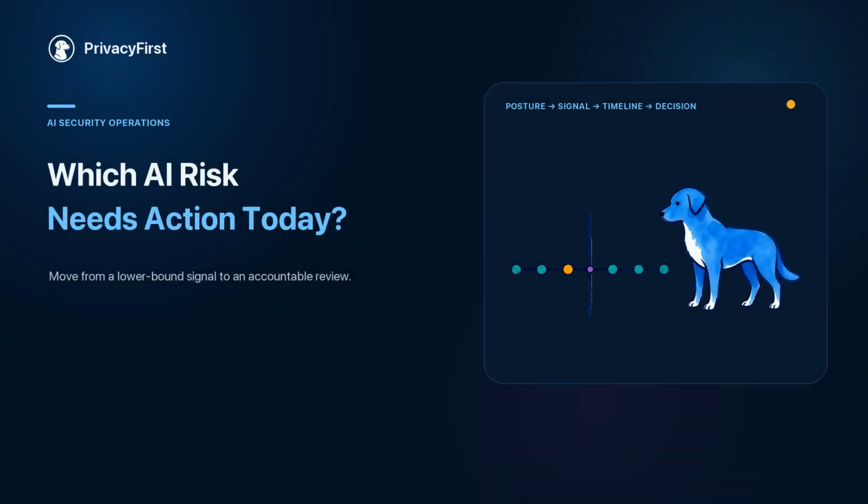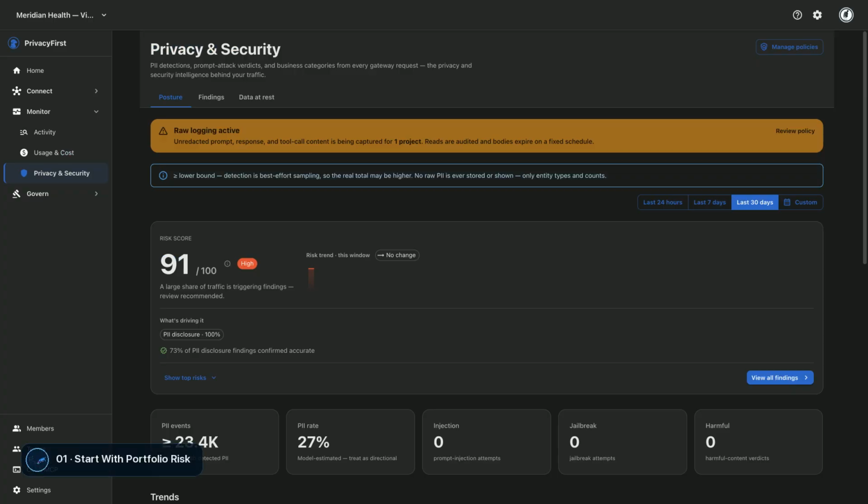A risk score can tell a security team that something changed. It cannot decide which signal deserves attention, connect it to the affected workload, or record the reviewer's conclusion. When privacy detections, policy violations, and exfiltration signals arrive as disconnected alerts, the operating burden becomes another inbox rather than an investigation. PrivacyFirst begins with posture, not a wall of raw events.